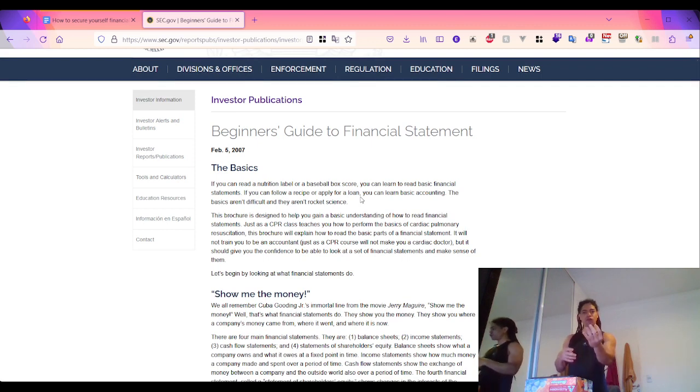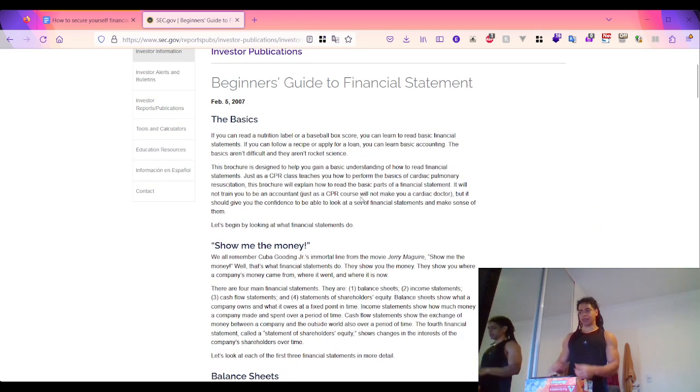And you have four financial statements. The balance sheet shows what a company owns and what it owes at a fixed point in time. The income statement shows you how much money a company made and spent over a period of time. The cash flow statement shows the exchange of money between the company and the outside world, as well as the shareholders' statement, which shows the changing interest of the shareholders. And this section only focuses on the first three.